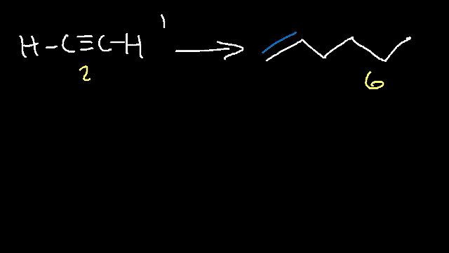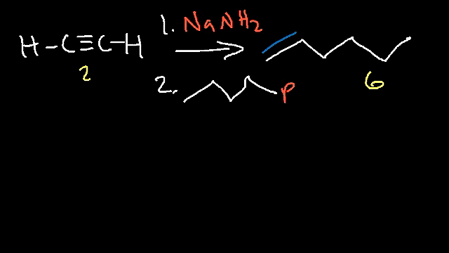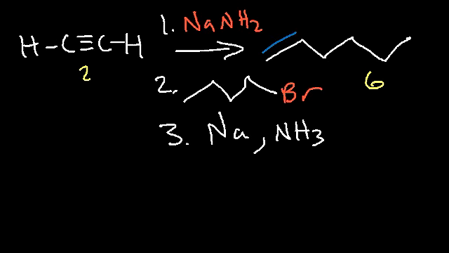So what we need first is sodium amide to remove the hydrogen. And then second, we need an alkyl halide, basically a 4-carbon alkyl halide. And then third, we need to reduce the alkyne into an alkene. And what we could use to do that is sodium metal with liquid ammonia. So now let's go over the mechanism for this process.